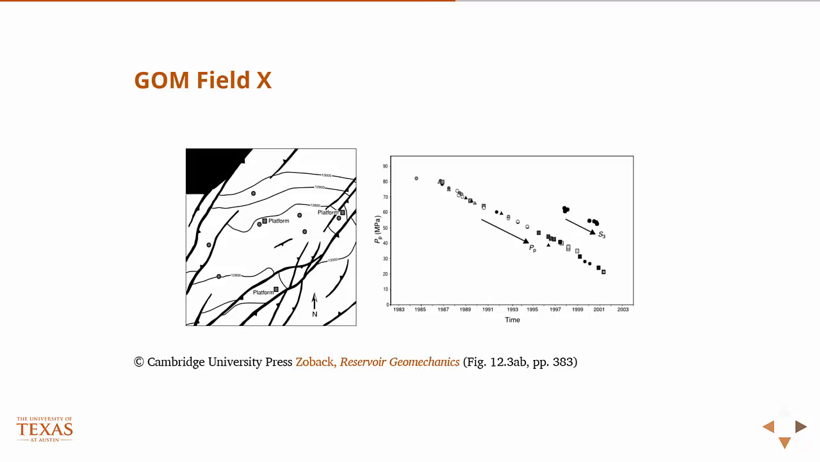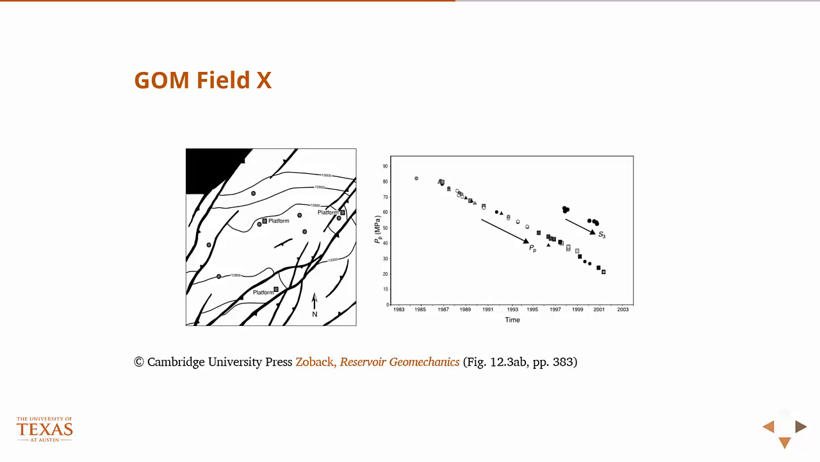So this is that field, and a couple of observations. You sort of need the two plots together. This is a map of the field, and there are multiple platforms. It's in the Gulf of Mexico. The circles and the squares are plotted along this line. The different shades of circles, squares and triangles all correspond to different wells in that field.